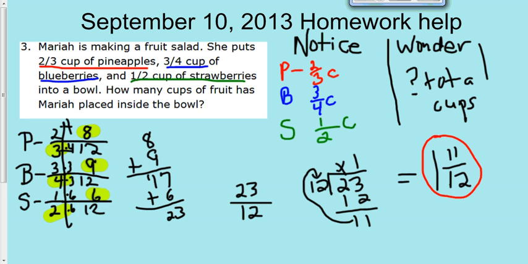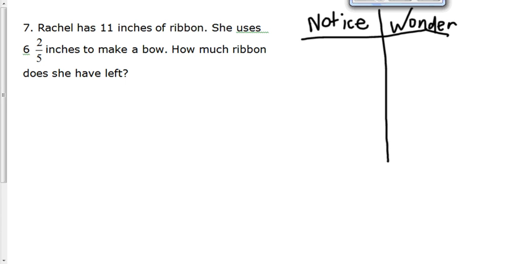So let's move on to our next problem. In problem 7, Rachel has 11 inches of ribbon. She uses 6 2/5 inches to make a bow. How much ribbon does she have left? So for filling out our notice, what we notice is Rachel actually has 11 inches of ribbon. So here we have our piece of ribbon that's 11 inches.